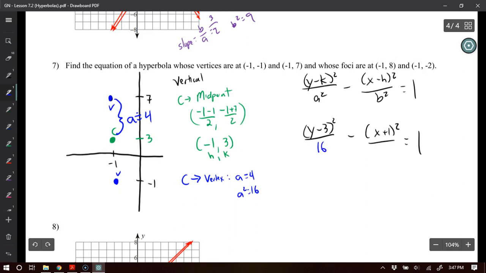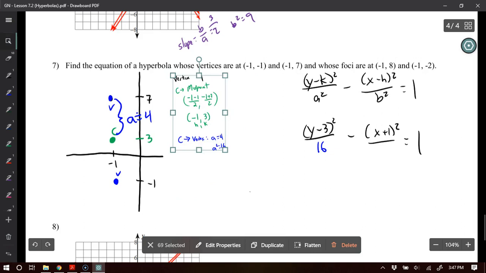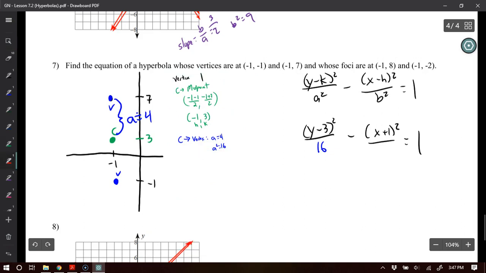Very good, very helpful on that. And then what about my b squared? Well, I'm not told anything about b squared, but I am told my focus. I have a focus at -1, 8, and I have a focus at -1, -2. Well, how is that helpful? Remember, from the center to the focus is c units. So in this case, c is 5. So from the center to a focus is c units, which means c squared is 25.